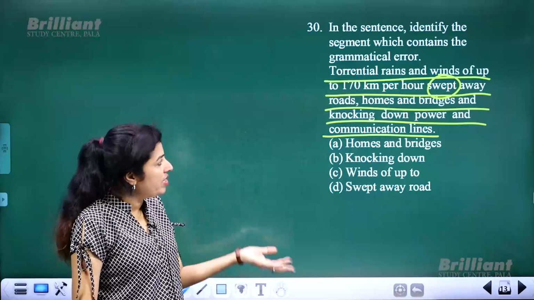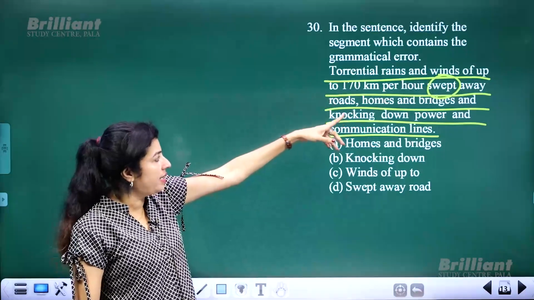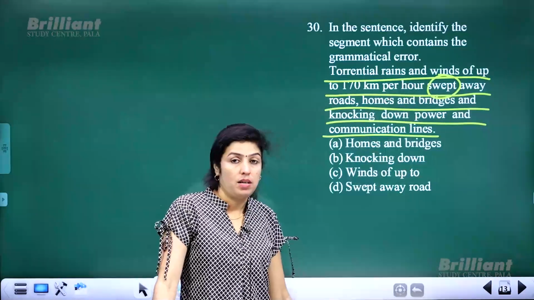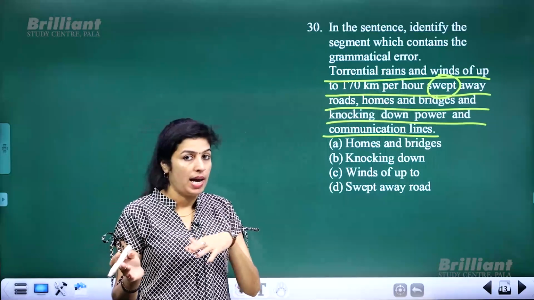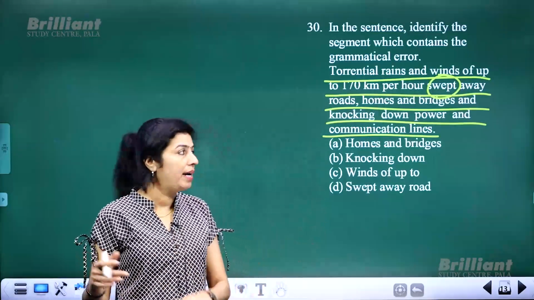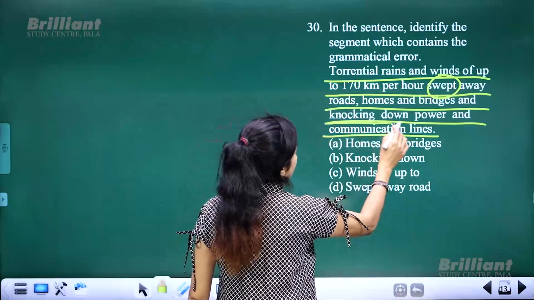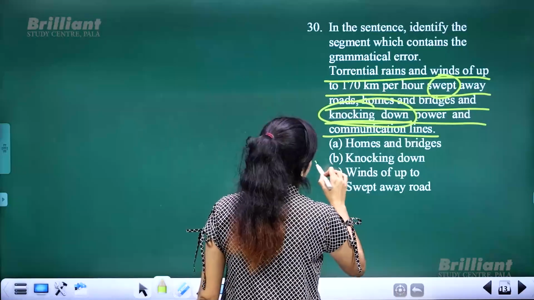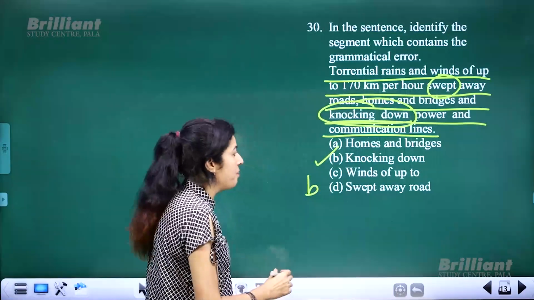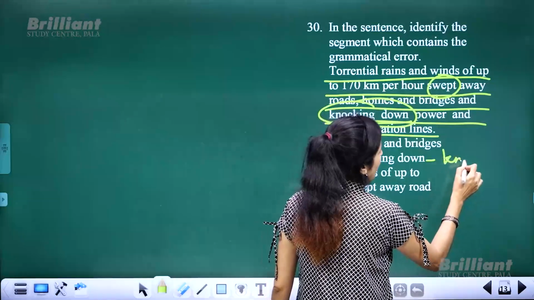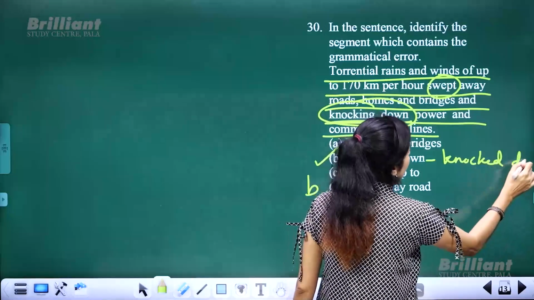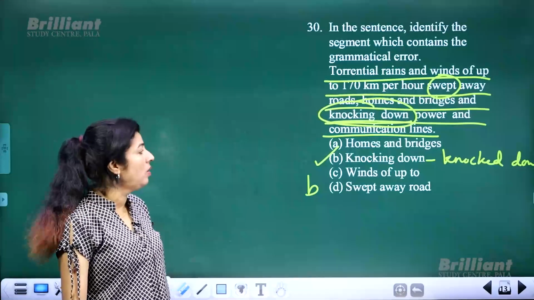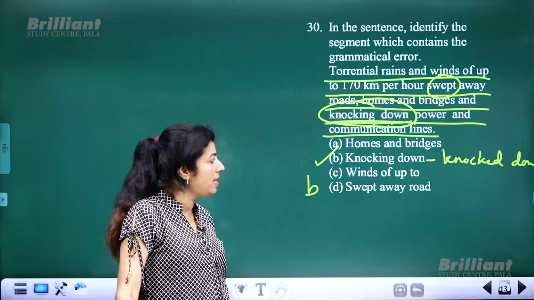Okay. So, obviously, when we started a sentence with swept, or simple past tense, that means we are talking about something which had happened in the past. So, that should be maintained, right? So, here knocking down is not past tense. So, the error is in this part, knocking down, B part. And how will you correct it? Make it as knocked down, not knocking down but knocked down. Okay. So, if you use knocked down, automatically you will get the sentence correct.